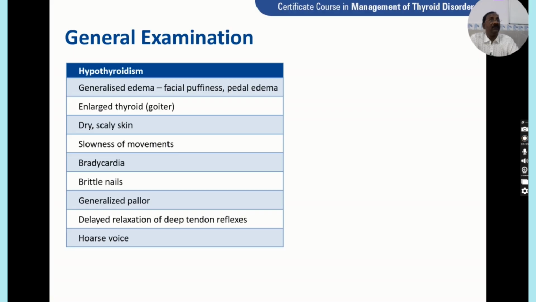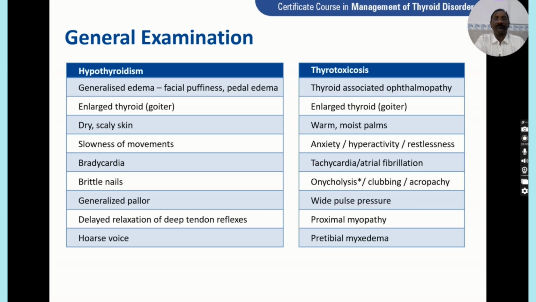Some diseases you can decide with the nails only: some fungal infections, psoriasis, pitting, anemia, koilonychia, clubbing. These are very common. Generalized pallor. Delayed relaxation of the deep tendon reflexes, especially the ankle jerk, and hoarseness of the voice.